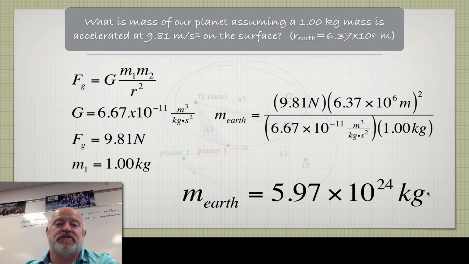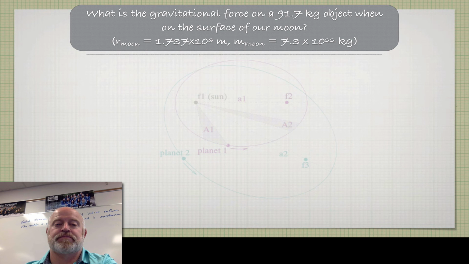It's interesting. All we need to know is the acceleration of gravity and the radius of our planet, and we can figure out its mass. We don't measure the mass of a planet directly. We use things like this to solve for those masses based off of the more simple data that we can collect. So a direct application of this law of universal gravitation.